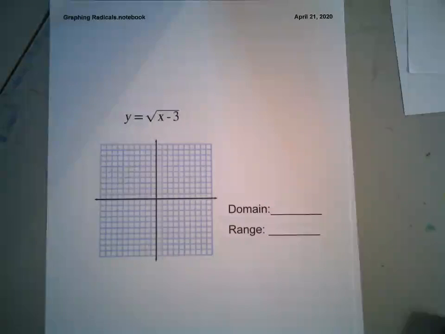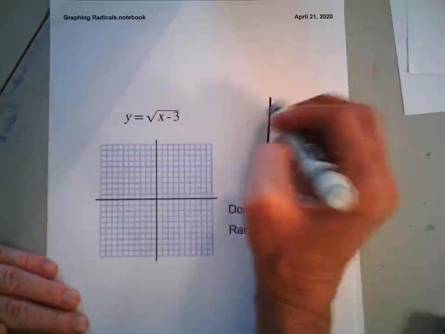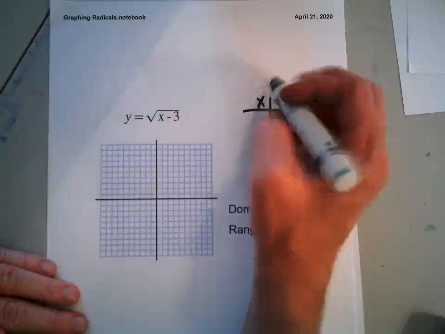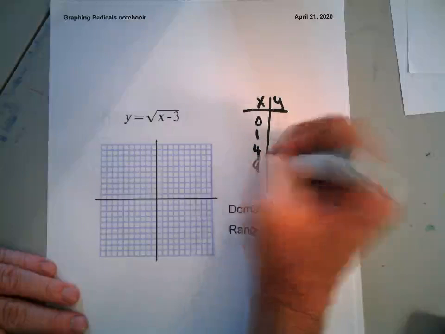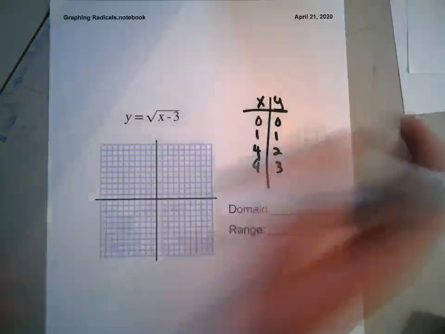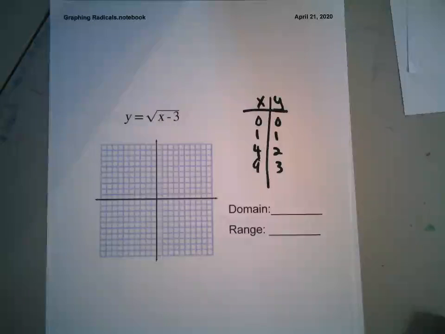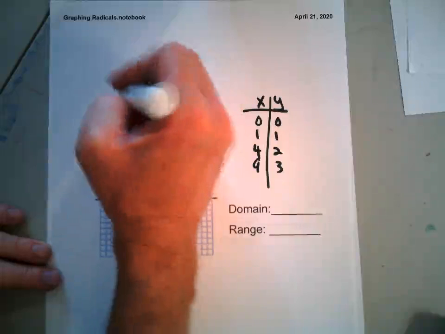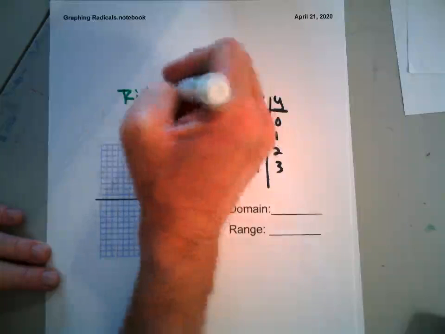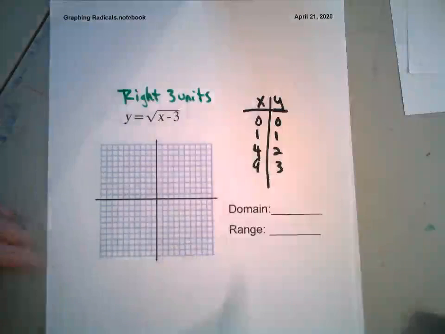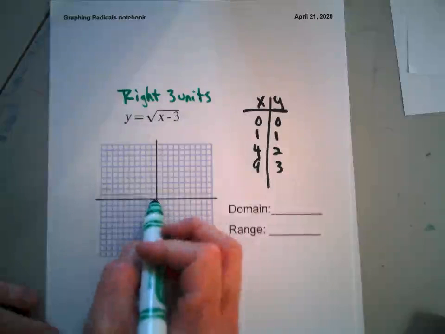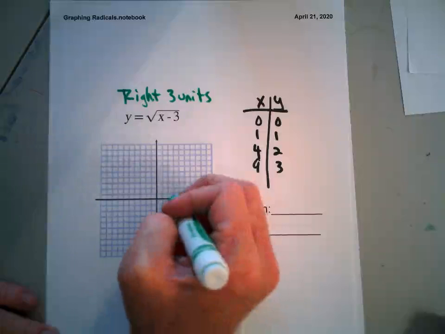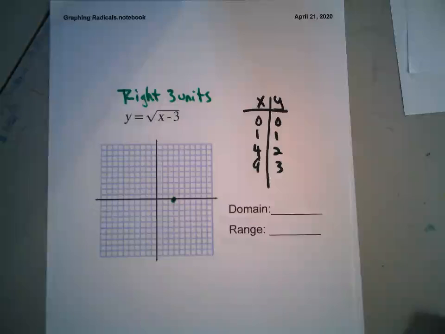All right. So this is our first graph that we're going to do. 0, 1, 4, 9, 0, 1, 2, 3. Based on this graph, which has this -3 in it, this is going to move to the right 3 units. And that means 3 units from the origin. So we'll go to the origin, and we'll move 3 units over to the right. 1, 2, 3. And that's our new vertex.